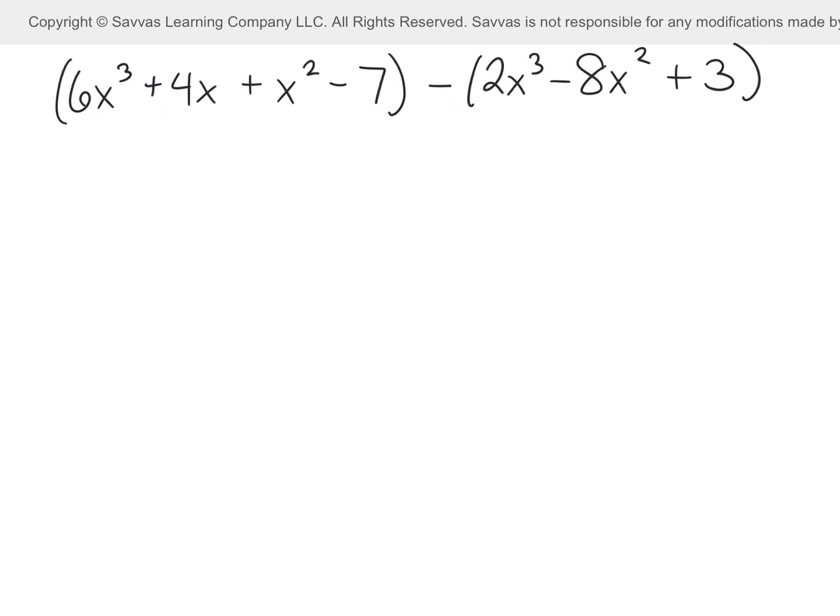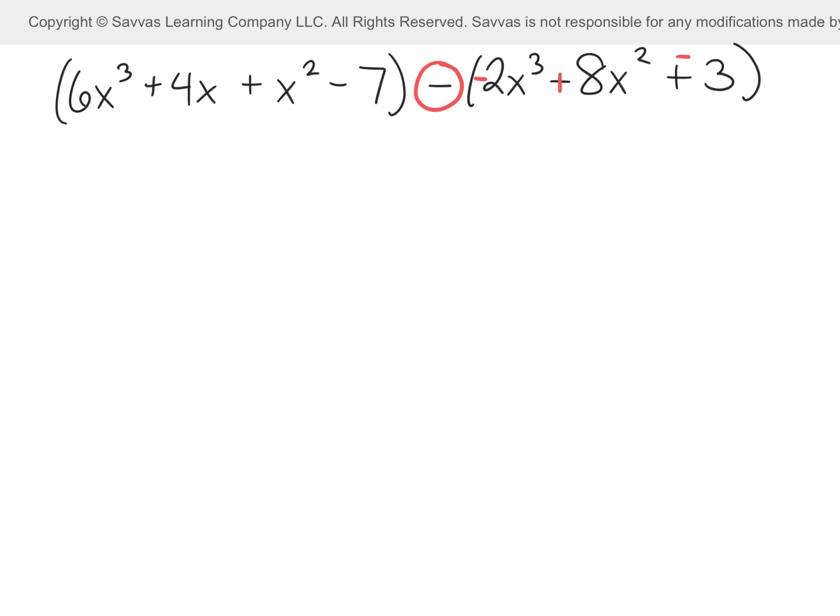So what operation's happening this time? Subtraction. What does that change? The signs of the first or the second? Second. The second, yep. So what I would do is I would go through and write positive 2 turns to negative 2. Negative 8 turns to positive 8. Positive 3 turns to negative 3.